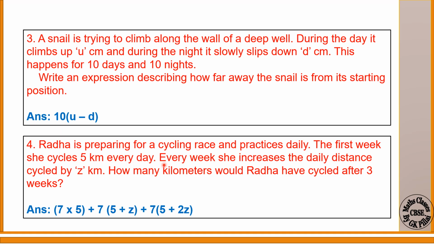Radha is preparing for a cycling race and practices daily. The first week she cycles 5 km every day. Every week she increases the daily distance cycled by Z kilometer. How many kilometers would Radha have cycled after 3 weeks? It is 7 into 5 in the first week, 7 into 5 plus Z in the second week, and 7 into 5 plus 2Z in the third week.